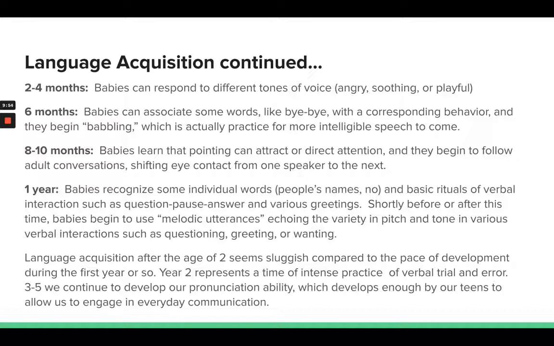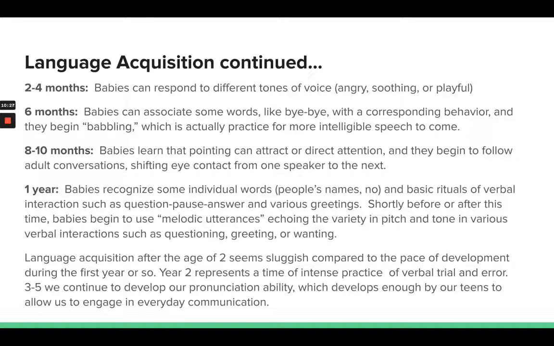Think about children that are not exposed to a great deal of language on a day-to-day basis. It's a difficult thing to overcome later in life if you aren't exposed to language. So what does that mean? That means talking to babies, reading to babies, making them immersed in language on a day-to-day basis, and that helps develop that language.